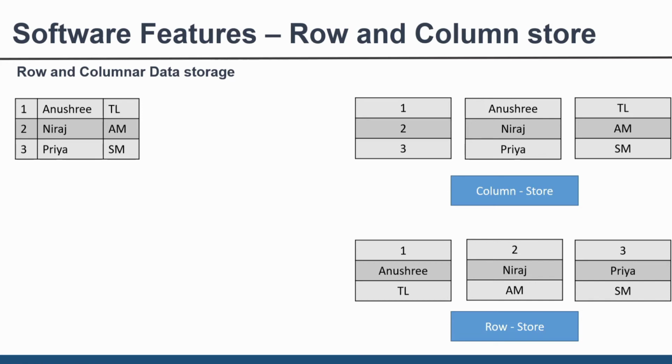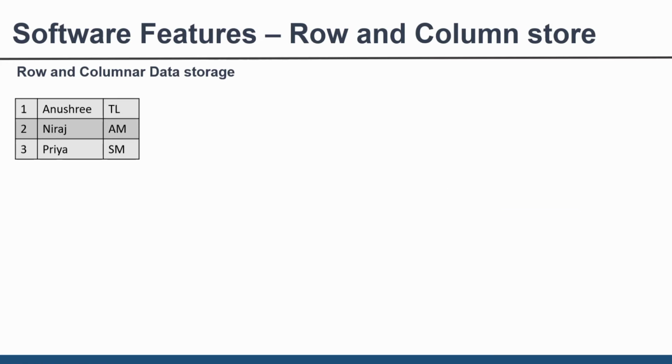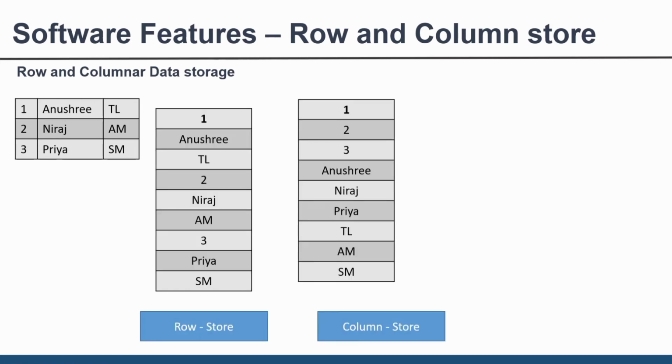Row store data you are already familiar with, because in ECC mostly it is row store. Or in another fashion, if I want to display the same data, you can see the first row is 1 Anushri TL, second row is number 2 Neeraj AM, and so on and so forth. If it is column store data, it will be the first column as 1 2 3, second column with names, and third column with all the designations. So that means you have a choice in HANA whether to create your table as a row store table or as a column store table.